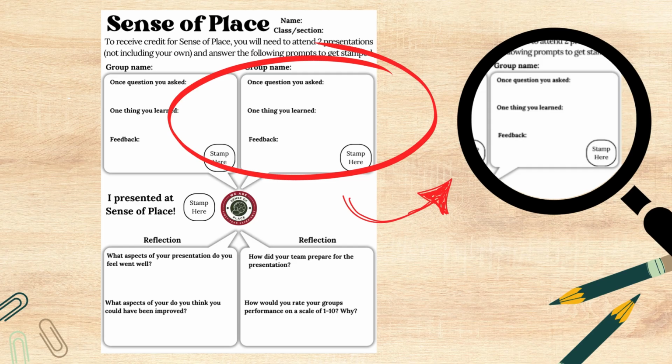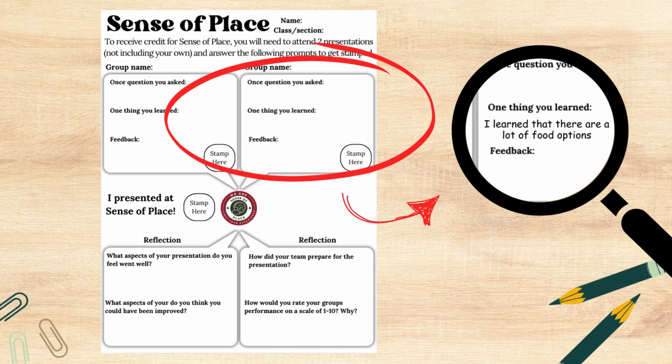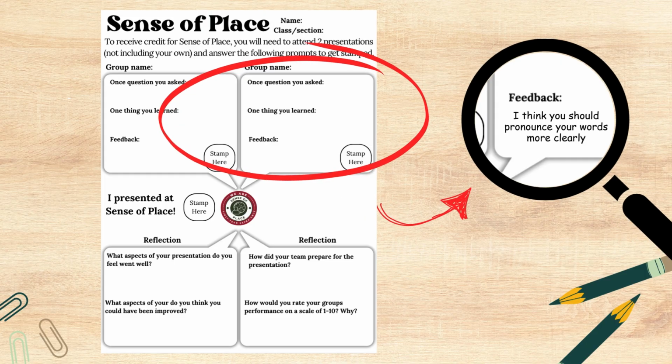It asks, what is one question you asked? What is one thing you learned? And then what's a piece of feedback you have for the presenters? So we're going to go through a couple examples right now. Here's an example of a question you might have asked. Here's an example of one thing you might have learned. And then here's a piece of feedback you might offer the presenters.